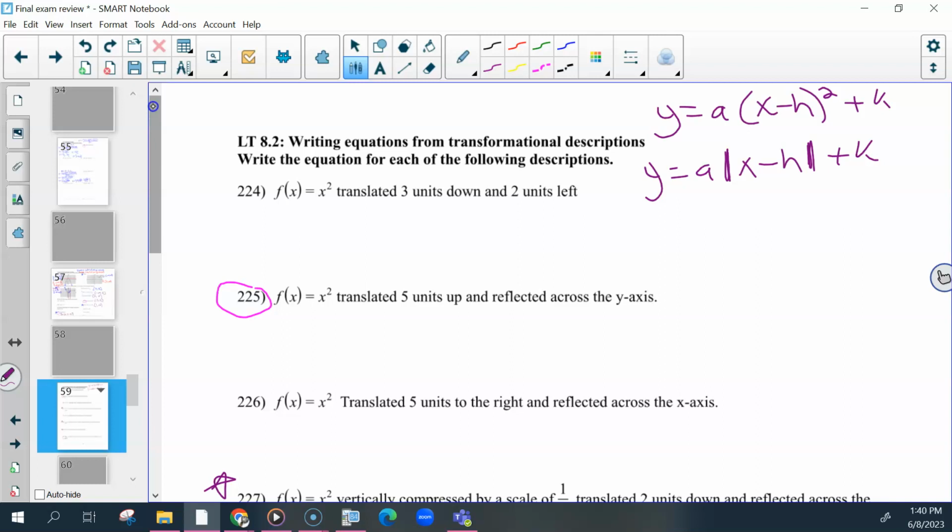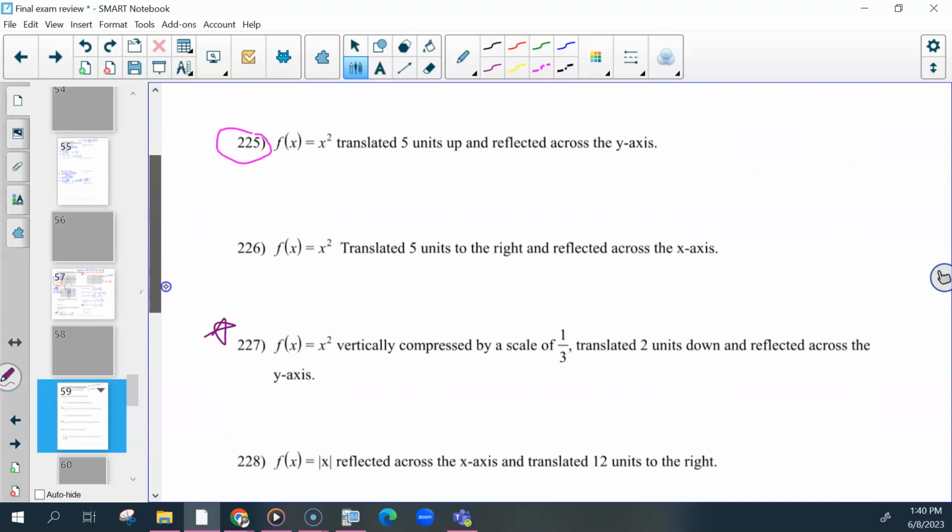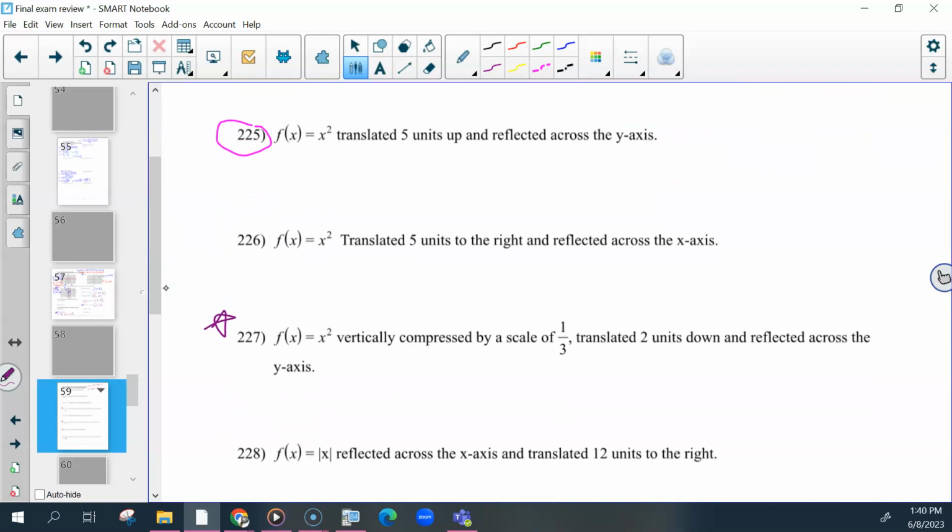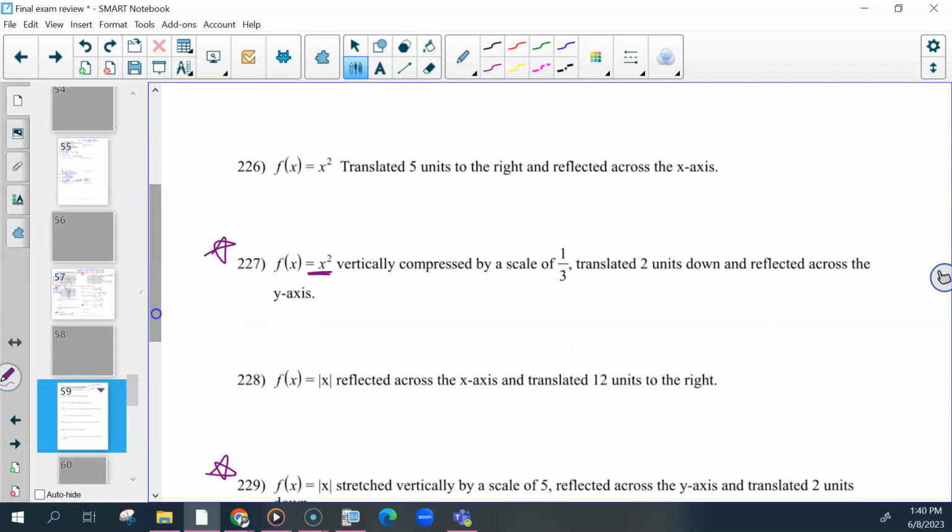So for 227, we have to look at the words, figure out what type they are, where they go. Anything that's vertical goes on the outside, anything horizontal goes on the inside. They tell us what type of function it is, so we'll use that first one, not the second one. This is vertically compressed by a scale of 1/3, so this goes on the outside. That is going to be your a value. Then it tells us it's translated down 2 units. Down is vertical, so that's also going to be outside. That's going to be your k value.